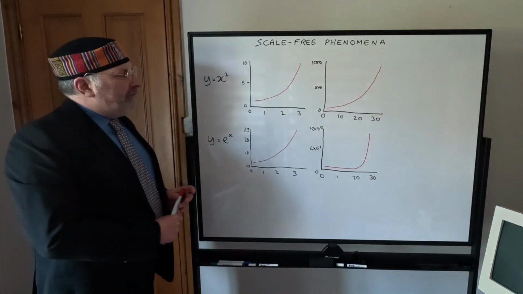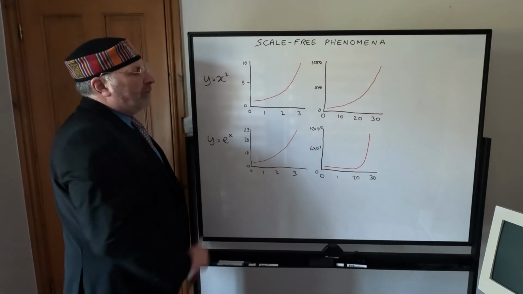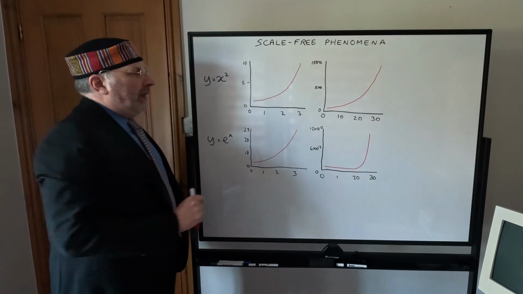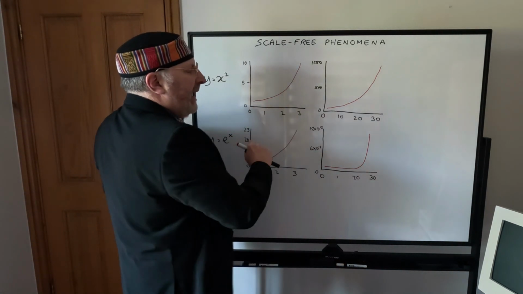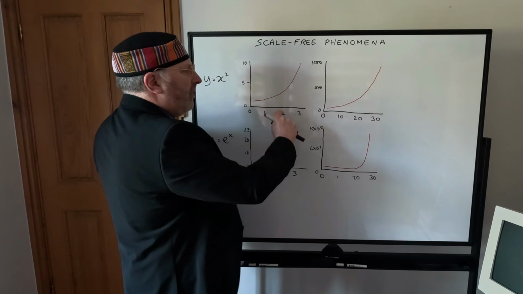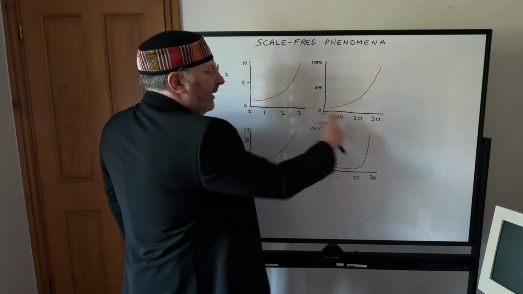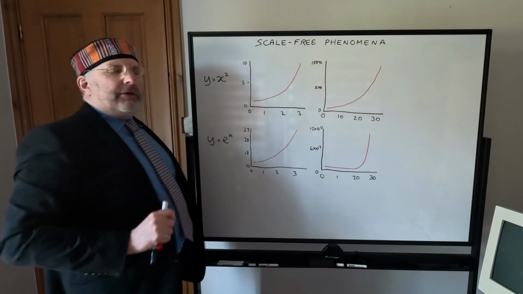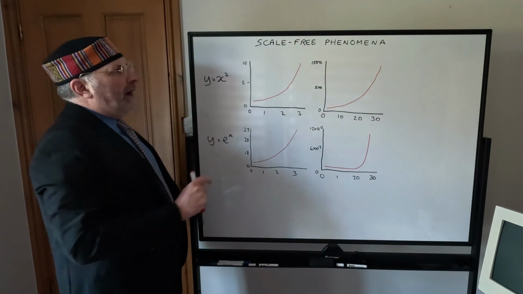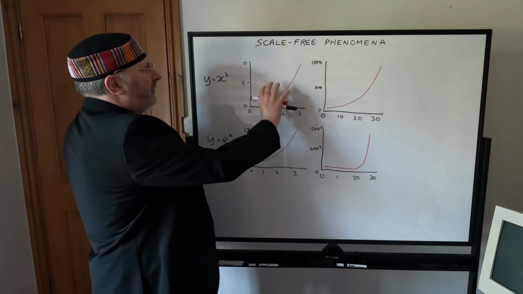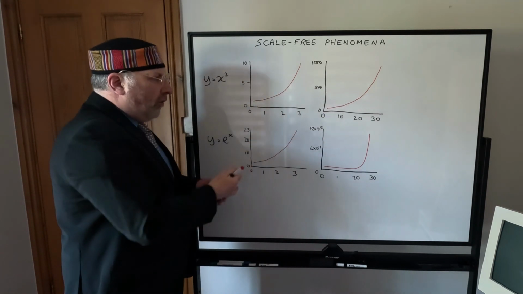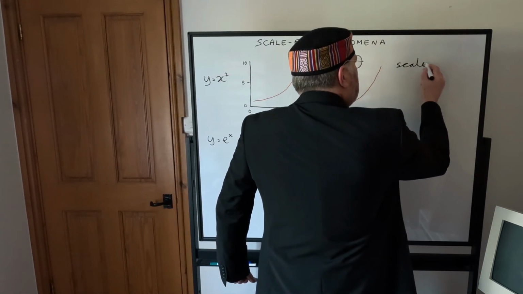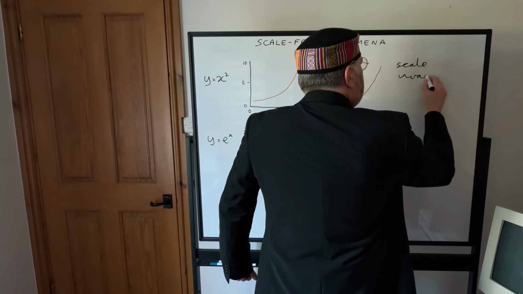And what we notice here is that with the power law, with y equals x squared, the two graphs look exactly the same. It doesn't depend upon the scale. The appearance of the graph remains the same on a small scale or a large scale. So if we took away the scale and looked at these, we wouldn't be able to tell what scale we were looking at. So this has the property of being scale free, or it exhibits scale invariance.